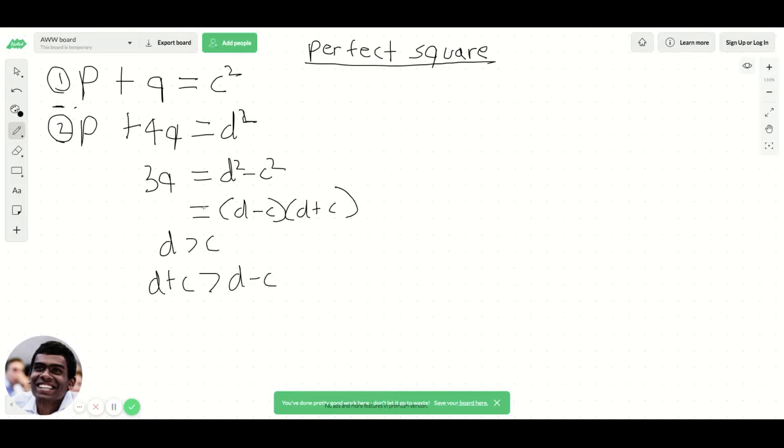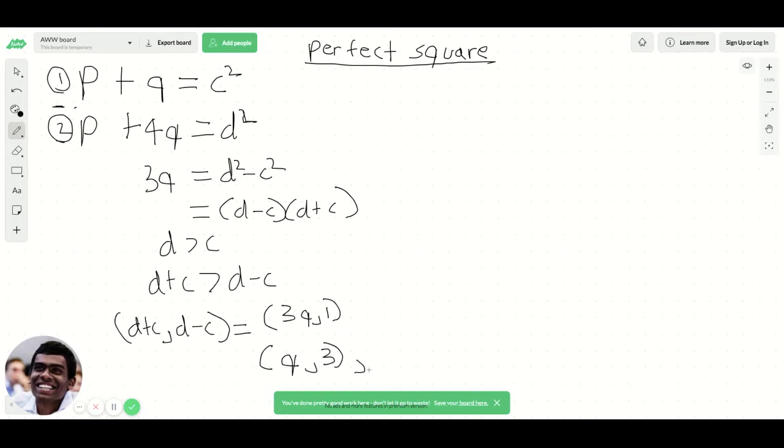Given that q is a prime number, we have two options. Let's write it as a pair: d plus c, d minus c must either equal 3q and 1. That's one option. Or it has to equal q and 3.